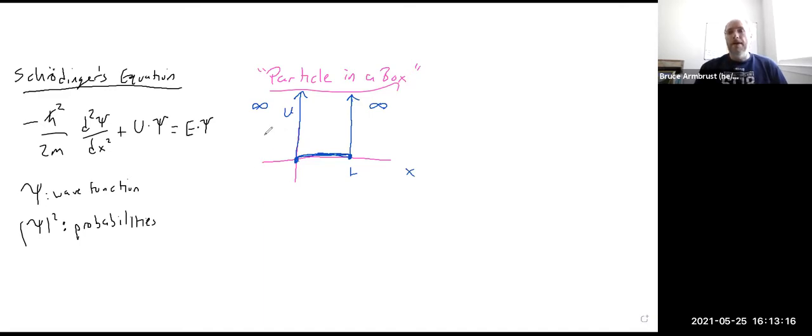So basically, the way to think about this is that if there's an infinite amount of potential energy here, you would need to increase the energy of this particle by infinity for it to get out to the other side. So in essence, the particle is trapped in the box.